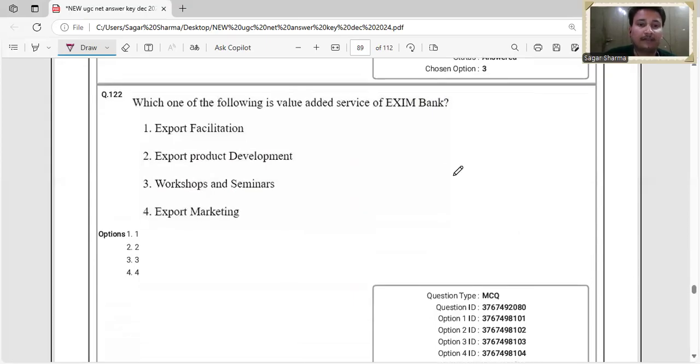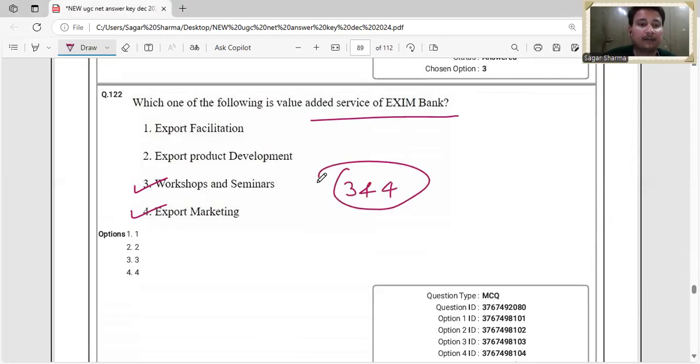Which one of the following is the value added service of Exim Bank? So workshop and seminars and export marketing is also a value added service of Exim Bank. So according to me, 3 and 4 should be your correct answer, but NTA has given only option 3 in the provisional answer key. So I think in the final answer key, both 3 and 4 should be included.